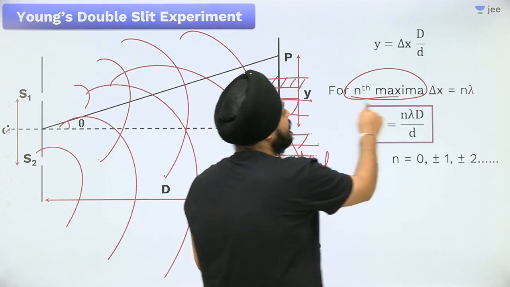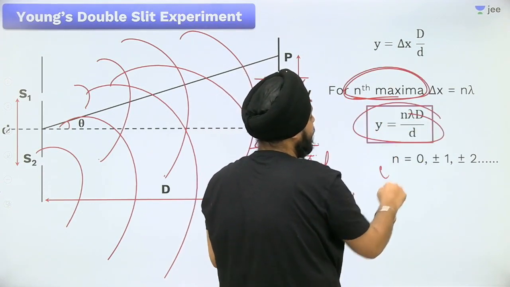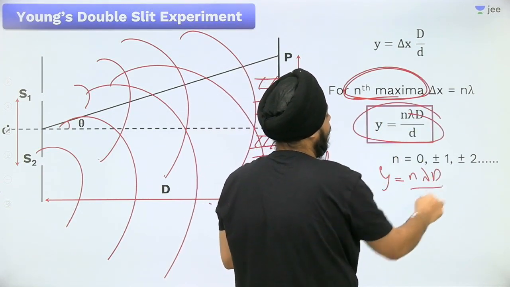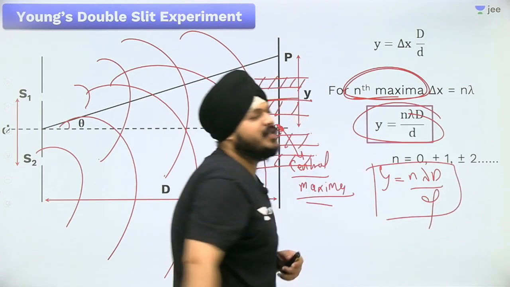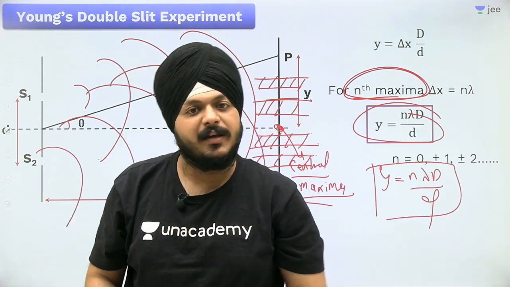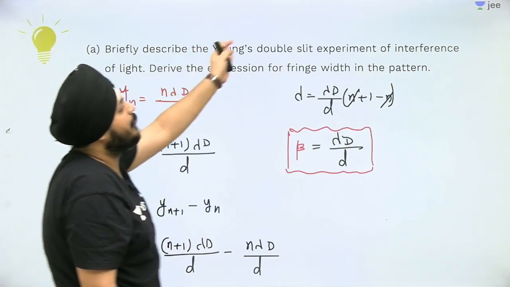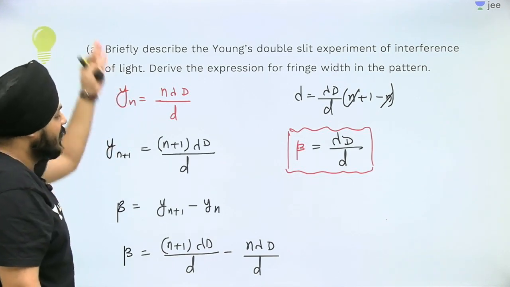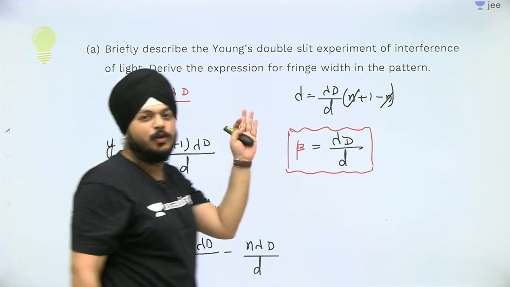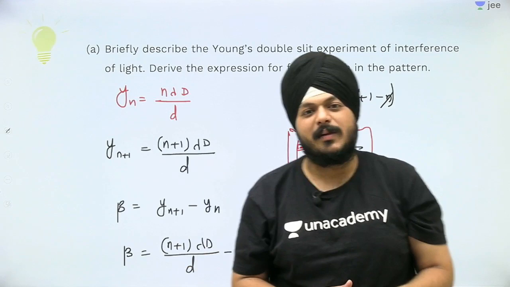And for the nth maxima, we have this direct formula: y is equal to n lambda D by d. Right, guys? So this briefly describes the Young's double slit experiment for the interference of light. Are you not aware of this kind of solutions? We have seen the Young's double slit experiment.